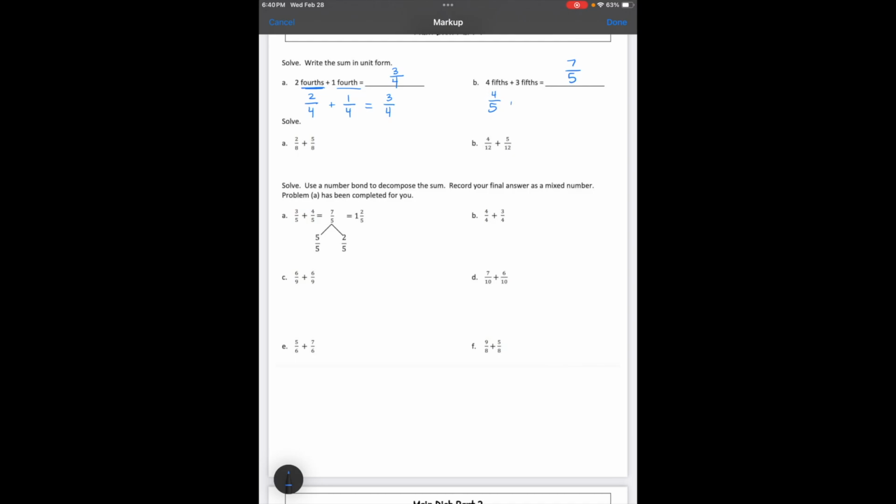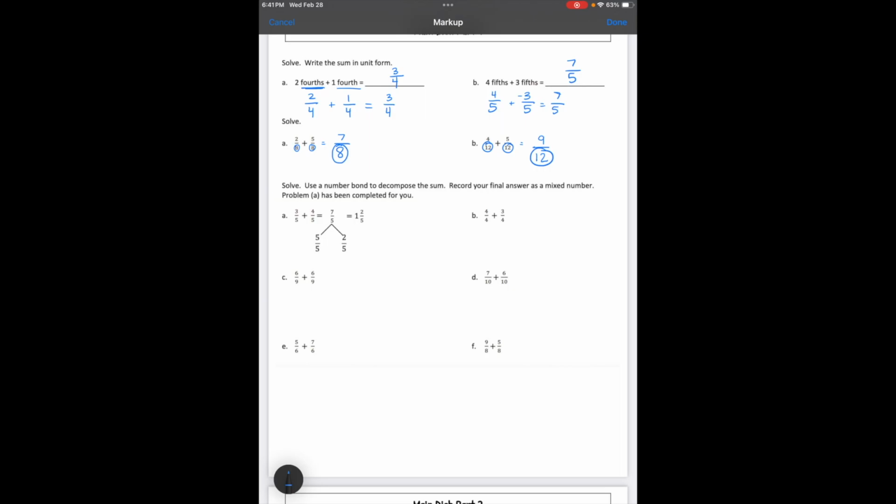So same thing over here. We're adding our numerators together, but not our denominators. Let's use that knowledge to solve the next two. We've got 2/8 plus 5/8. So this is going to be 7/8. My numerators were added together, but my denominators stayed the same. 4/12 plus 5/12, 9/12. Numerators were added, denominators stayed the same.